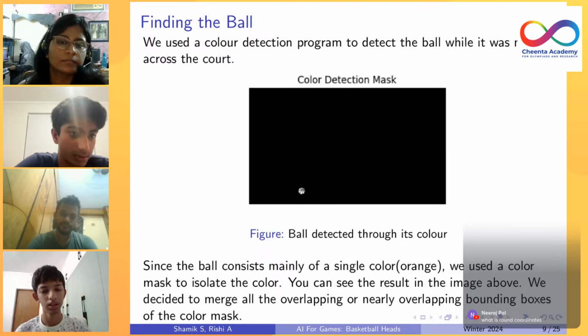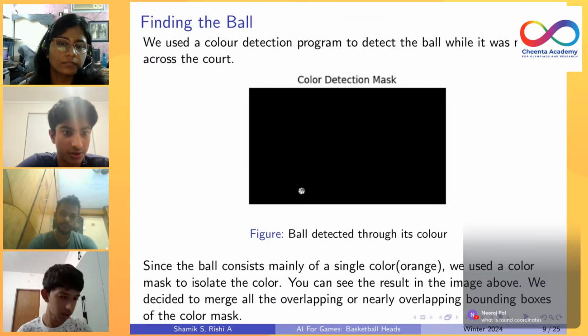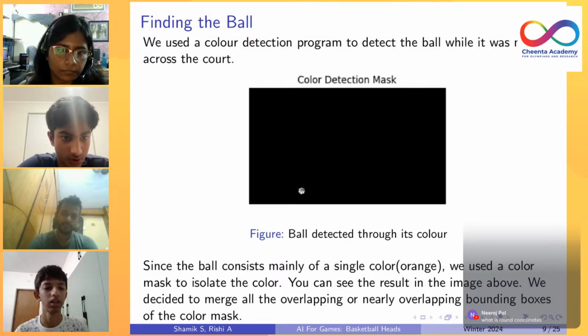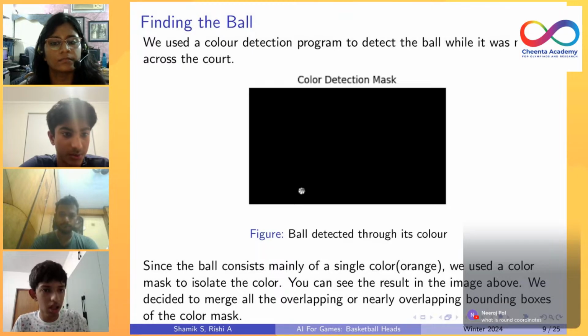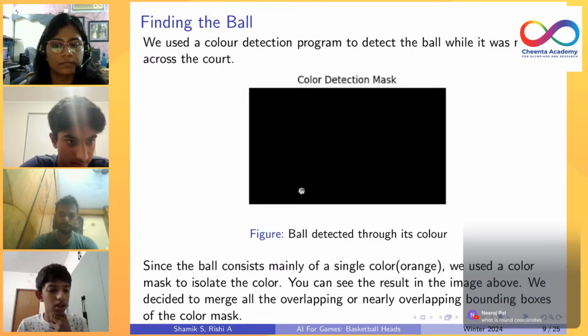For finding the ball, we used a color detection program to detect the ball while it was moving across the court. You can see in the image shown. Since the ball consists mainly of a single color, which was orange, we used a color mask to isolate the color. You can see the result in the image above. We also decided to merge all the overlapping or nearly overlapping bounding boxes of the color mask.